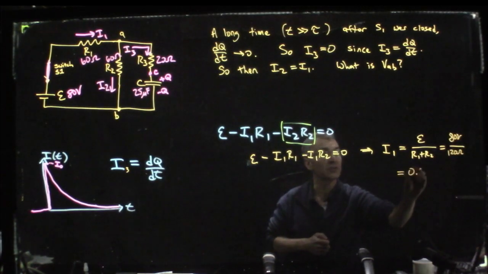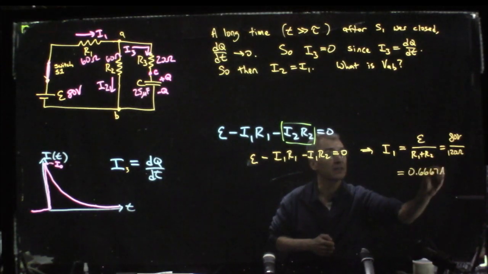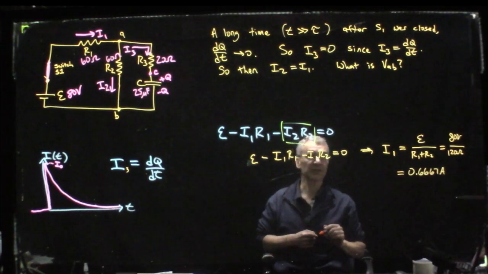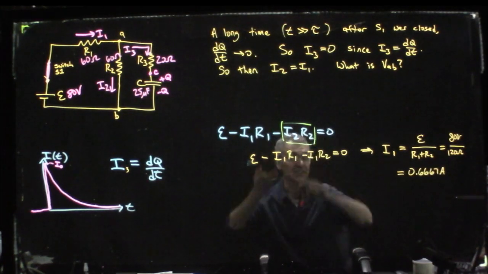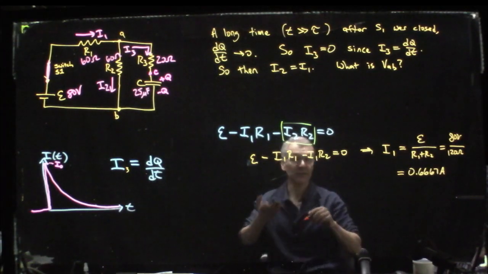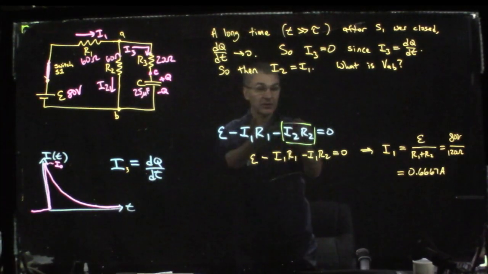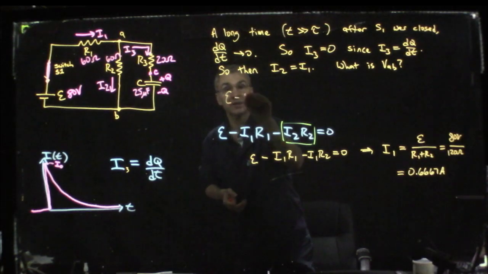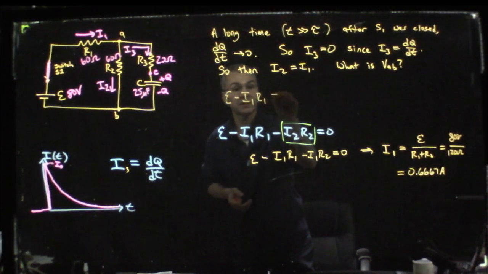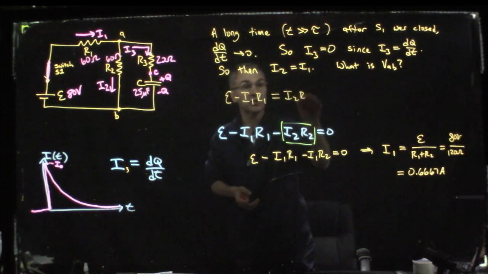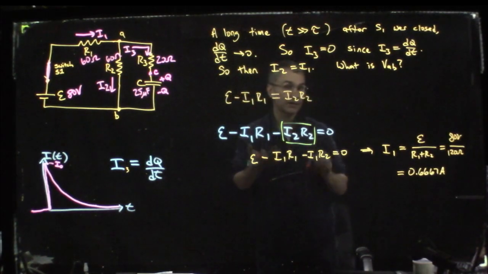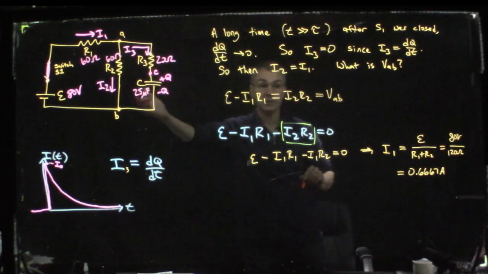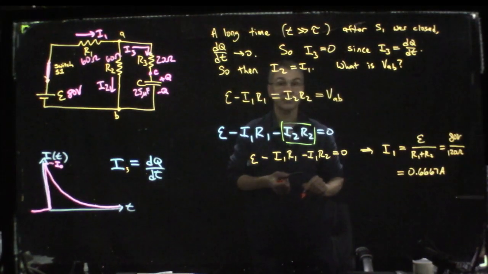So that is 0.6667 amps. But we really want to know what VAB is. So once again, we could just rearrange this. We know this thing in the box equals VAB. So we could say EMF minus I1 R1 equals I2 R2. That's actually the same thing as VAB, the voltage drop across R2.